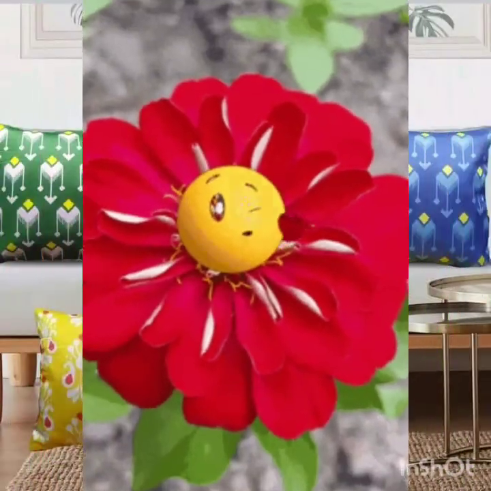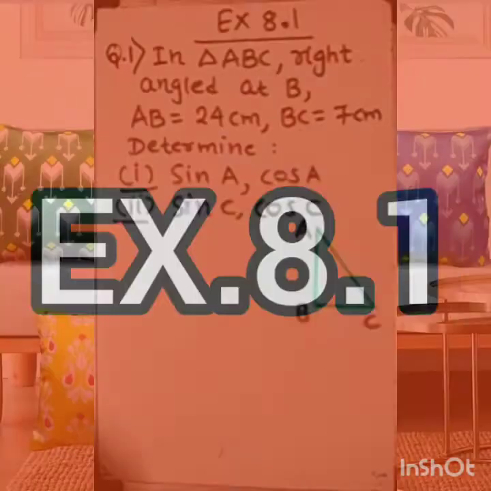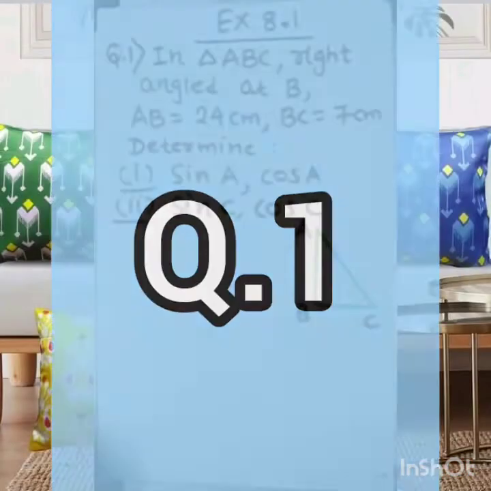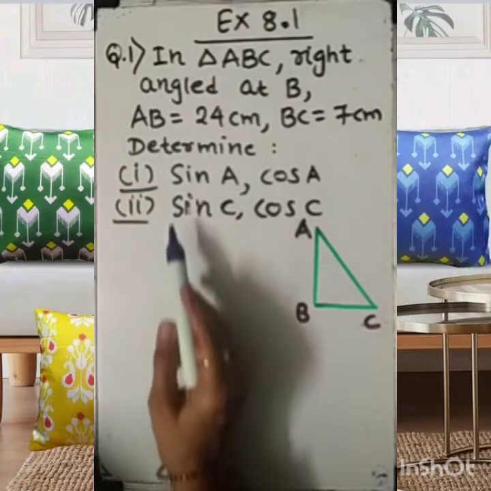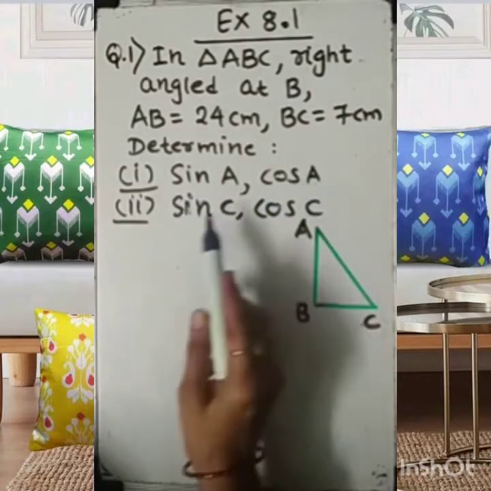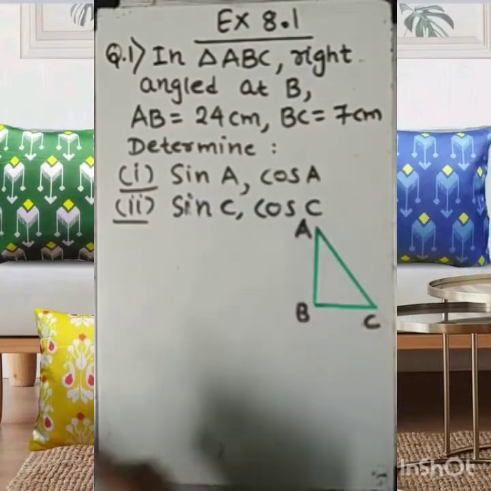So, dear student, here exercise 8.1, question number 1. In triangle ABC, right angle at B. AB is 24 centimeter, BC is 7 centimeter. We need to determine sine A, cos A, sine C, cos C.